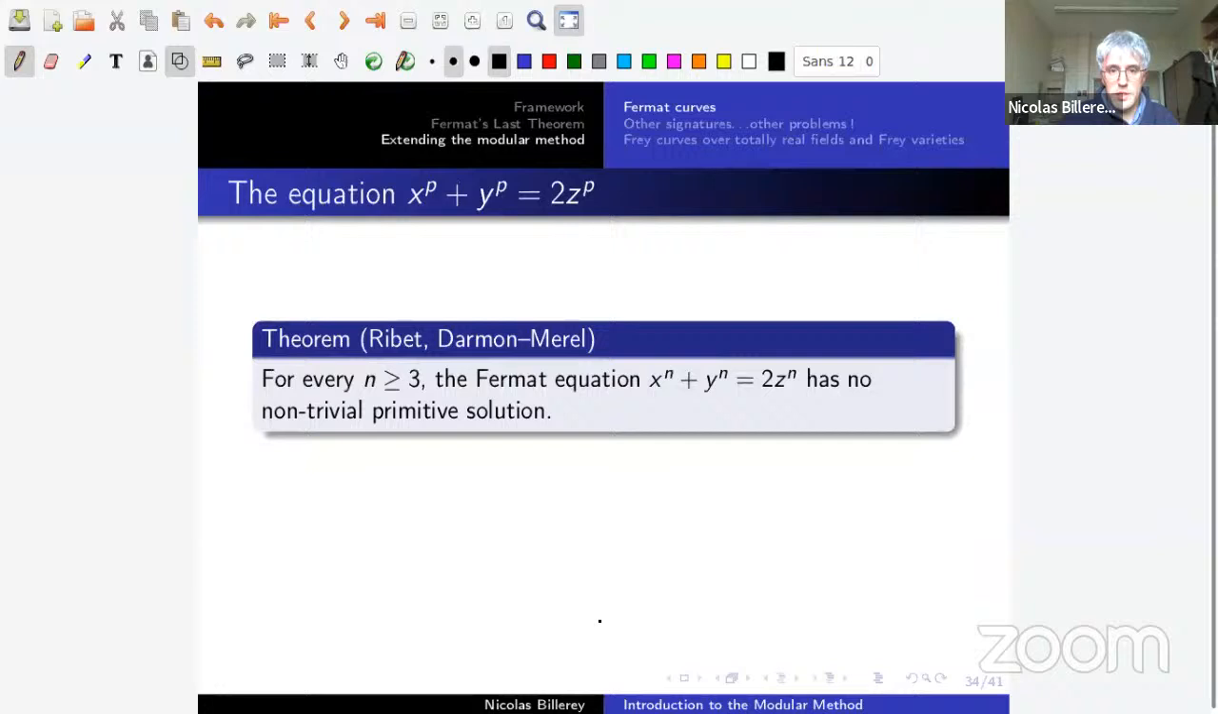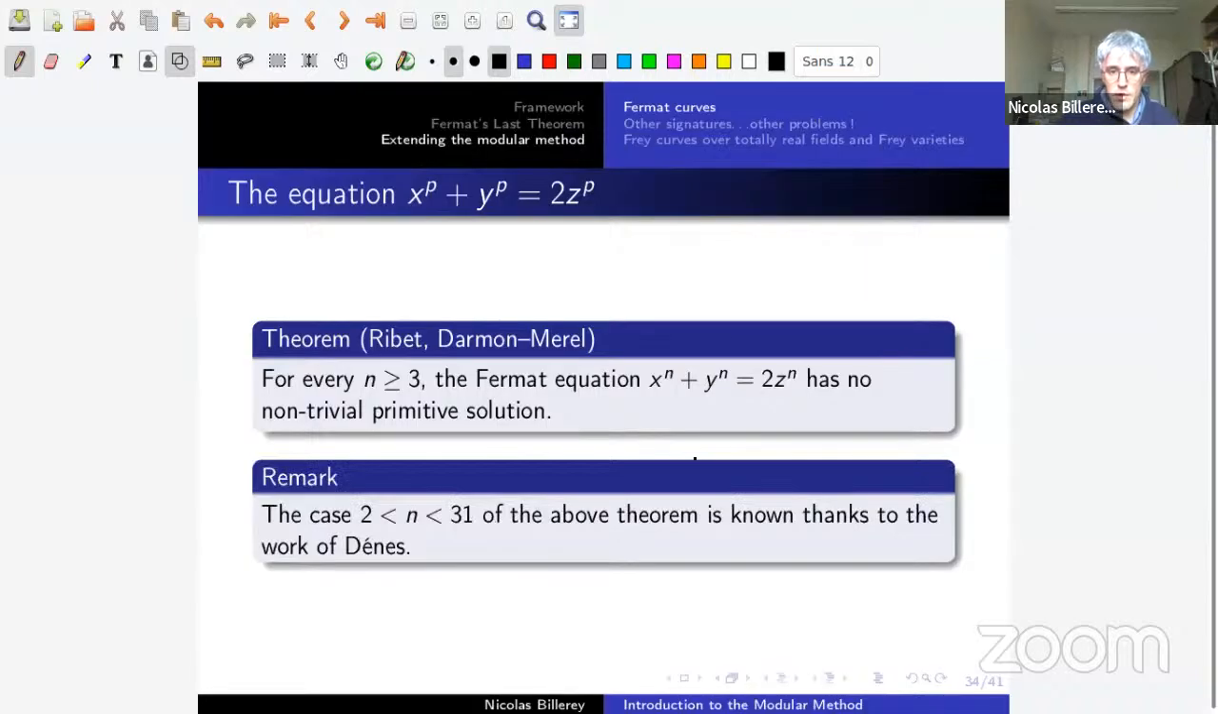So I'm probably skipping some details here, but at the end, what we get is the following theorem, due to Ribet and Darmon-Merel, which says that for every n greater than or equal to 3, the Fermat equation x^n + y^n = 2z^n has no non-trivial primitive solution. All the solutions are the trivial solutions, those for which one of x, y, and z is 0, or the solution (1, 1, 1) up to sign. And just to be precise, since I've been assuming that the exponent was prime and greater than 17, for instance, to be complete I would like to point out that the small cases, where the exponent is between 2 and 31, were already known before, thanks to the work of Dénes.